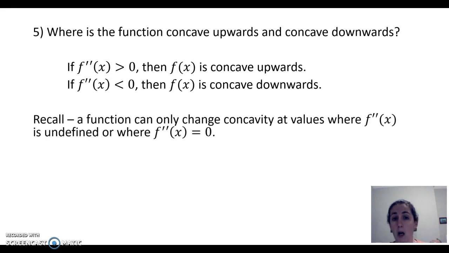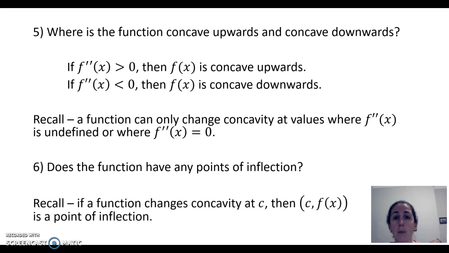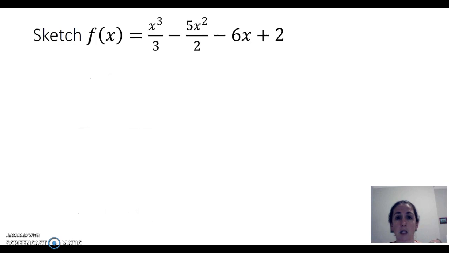If you recall, a function can only change concavity where the second derivative is undefined or where the second derivative is 0, like those critical values, but just using the second derivative. And does your graph have any points of inflection? Remember, points of inflection happen wherever your function switches concavity, either goes from concave up to concave down or concave down to concave up. So let's put it all together and sketch a curve.